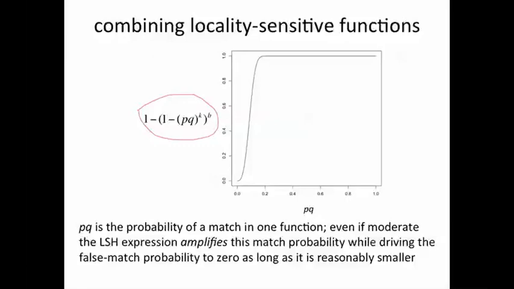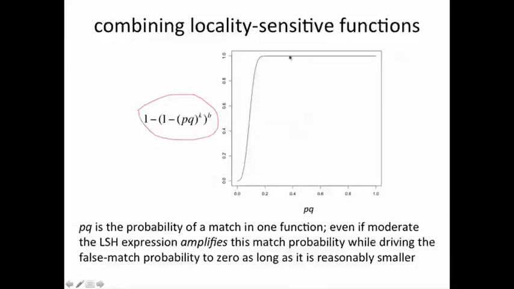So even if this value pq is fairly moderate, say something close to 0.1 or 0.15, it really becomes amplified to a very large value, giving a very high probability of match. At the same time, the false match probability is driven to 0 as long as it is a little smaller, say 0.07, fairly close to something like 0.15, but it gets driven to a very small value as long as it's reasonably smaller than pq.